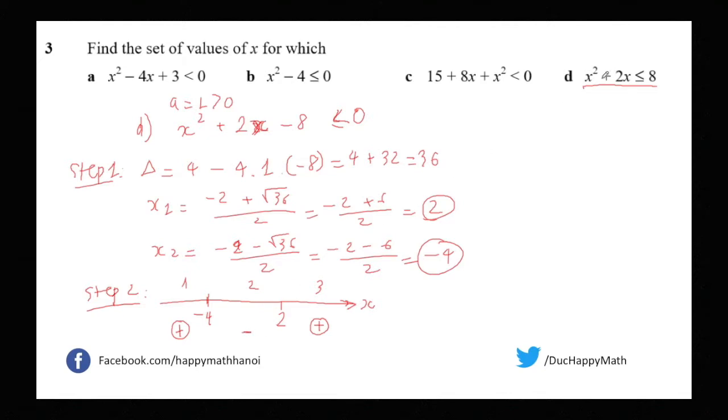This question asks about less than or equal to 0. So I will take minus 4 less than x and less than 2. But in this case, you take both values, for which the function equals 0. So I will take minus 4 and 2 now. Okay.